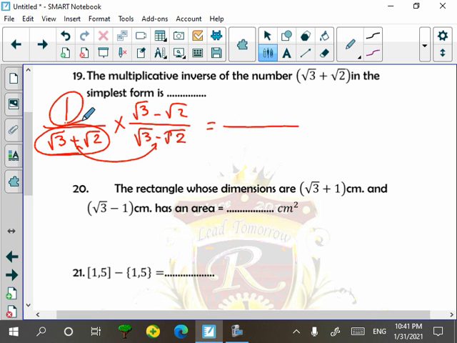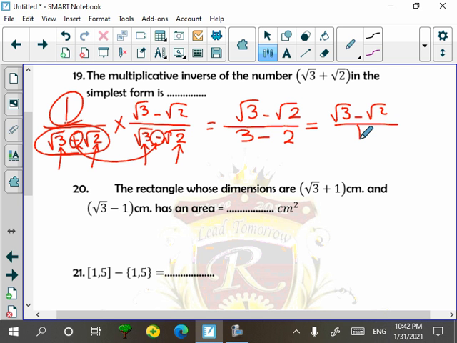Numerator times numerator equals root 3 minus root 2, and denominator times denominator: root 3 times root 3 equals 3, and root 2 times root 2 equals 2, and positive times negative is negative. Then the answer is root 3 minus root 2 divided by 1, which equals root 3 minus root 2. So the multiplicative inverse of the number root 3 plus root 2 is root 3 minus root 2.